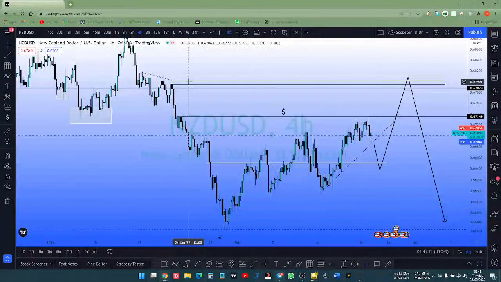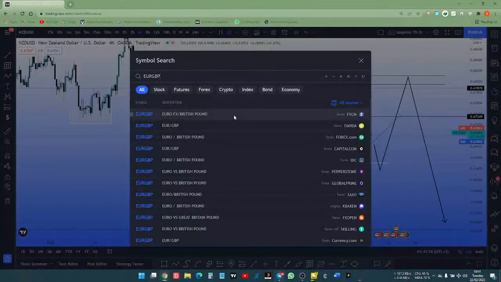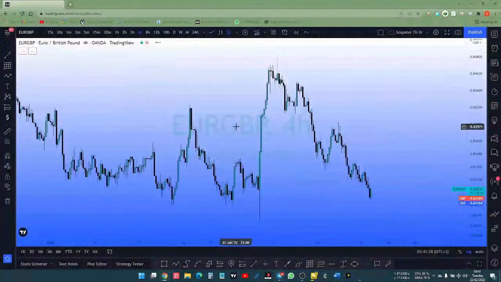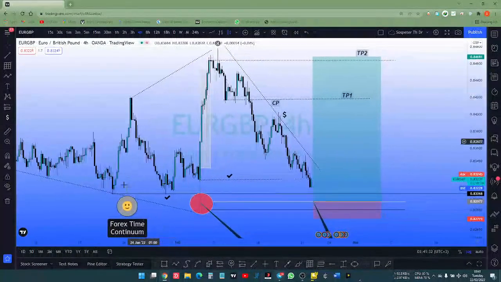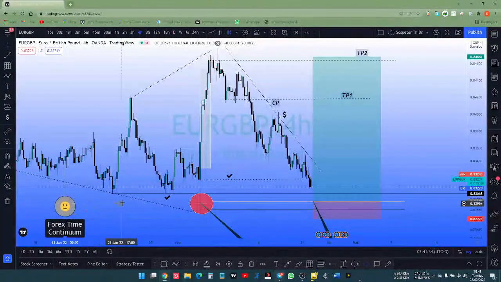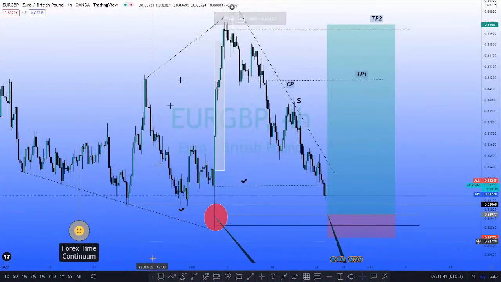So the next setup is Euro GBP, on the 4 hour. This is an easy setup also. If you use this point as your change of character, you can use this. So there is that change of character, or the market structure block.